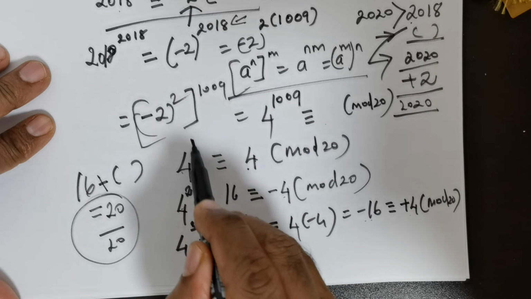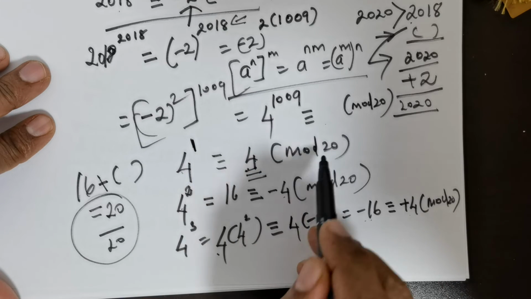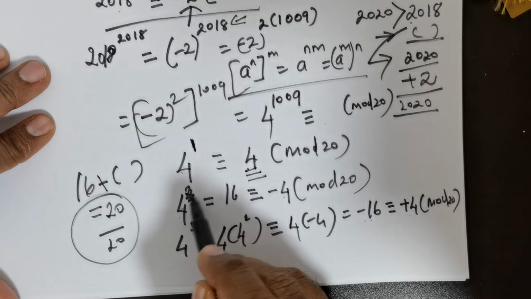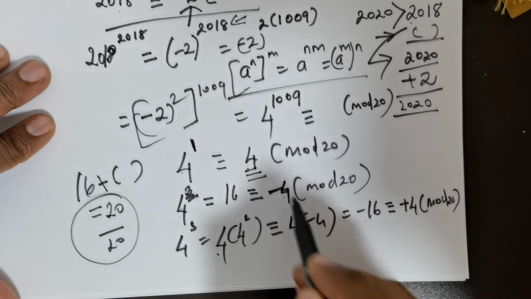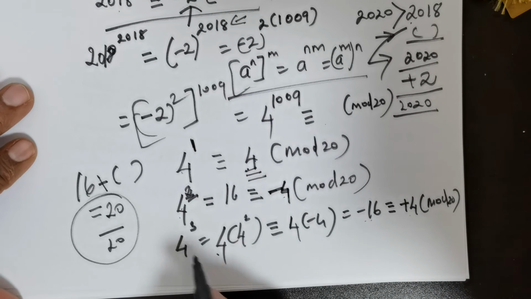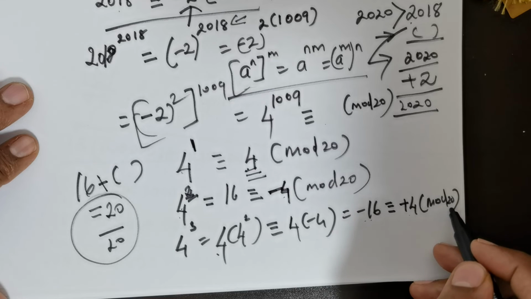Now study the pattern. When it is 4 raised to the power of 1, I got it to be congruent to 4 mod 20. When it is 4 raised to the power of 2, I got it to be congruent to negative 4 mod 20. When it is 4 raised to the power of 3, I'm getting it positive 4 congruent mod 20.